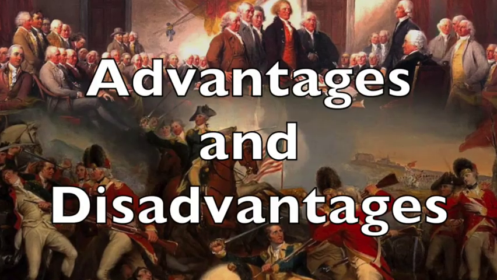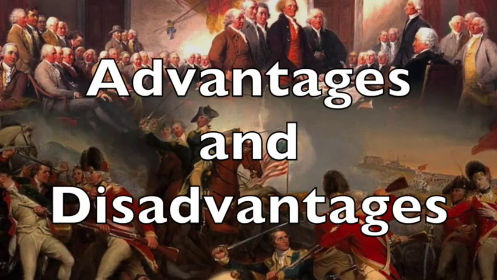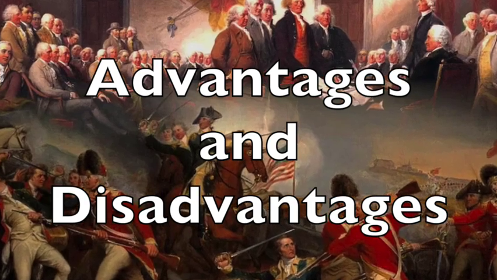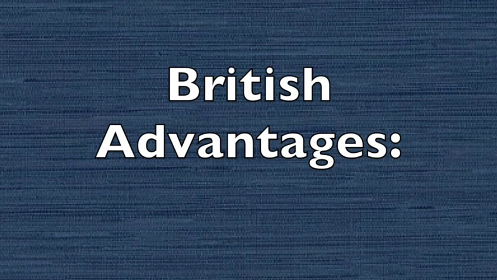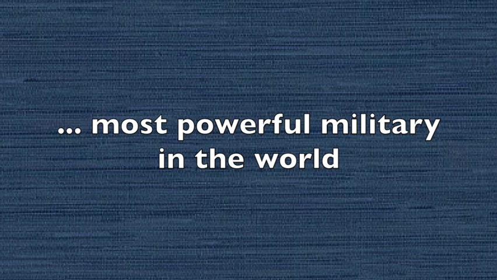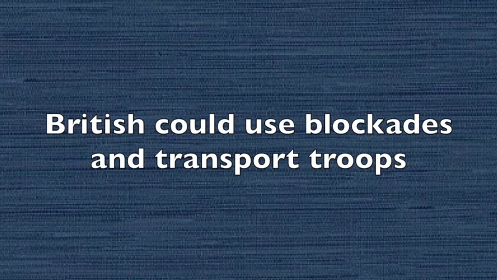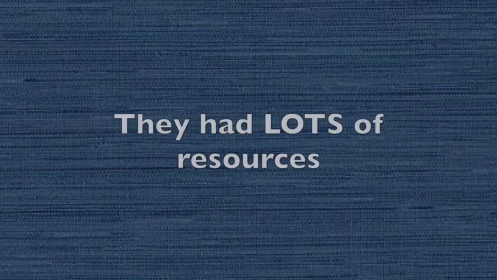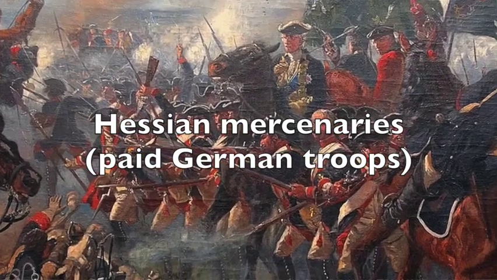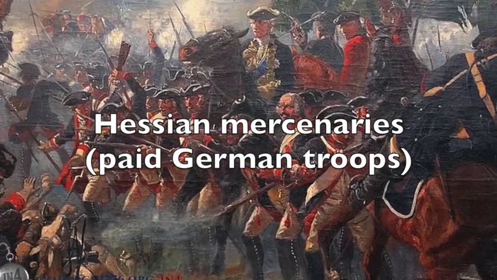But before we jump into the battles, let's briefly discuss the advantages and disadvantages faced by both sides during the war. Now, when the war began, the British had several clear advantages. They had the most powerful military in the world, well-trained, well-funded, and a strong navy. This allowed them to blockade American ports and transport troops quickly across the Atlantic. They also had access to significant resources from the British Empire, and they were able to hire mercenaries like the Hessians to bolster their forces.